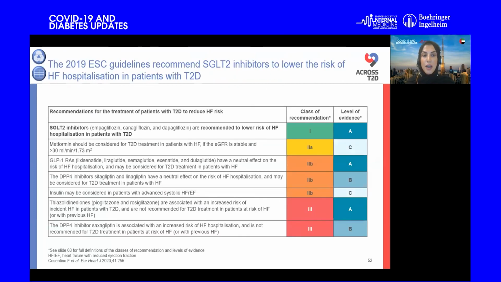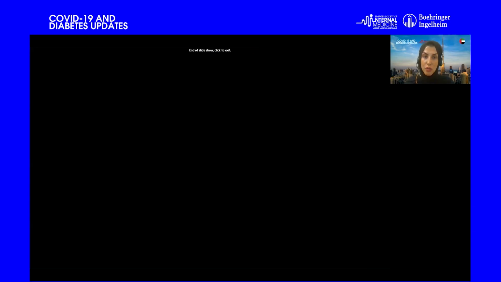Moving to the heart failure guidelines in the 2019 ESC guidelines, when it comes to the recommendations for treatment of patients with type 2 diabetes to reduce the heart failure risk, SGLT2 inhibitors, EMPA, CANA, and DAPA are recommended to lower the risk of heart failure hospitalization in patients with type 2 diabetes. And by this, I end my slide. Thank you very much, and I'm open to any questions, if any.